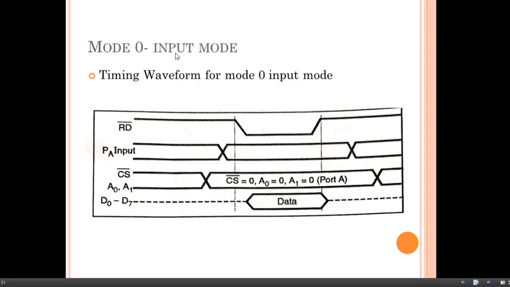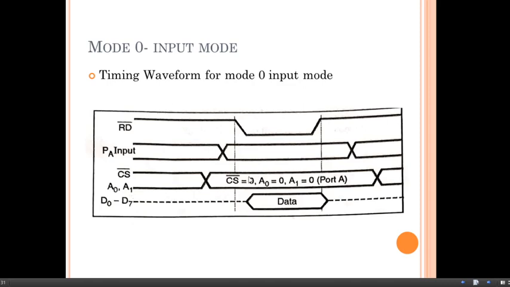Now this 8255 is initialized in input mode. In this mode 0, we can initialize 8255 as input mode by using the controlled register. When CPU wants to read the data from the input port, the CPU will first send the address of port on address lines. So the address lines are A0 and A1, and along with these address lines chip select signal is also sent by the CPU. So CS bar, A0 and A1 will select the appropriate port. So for port selection these three pins are very important.